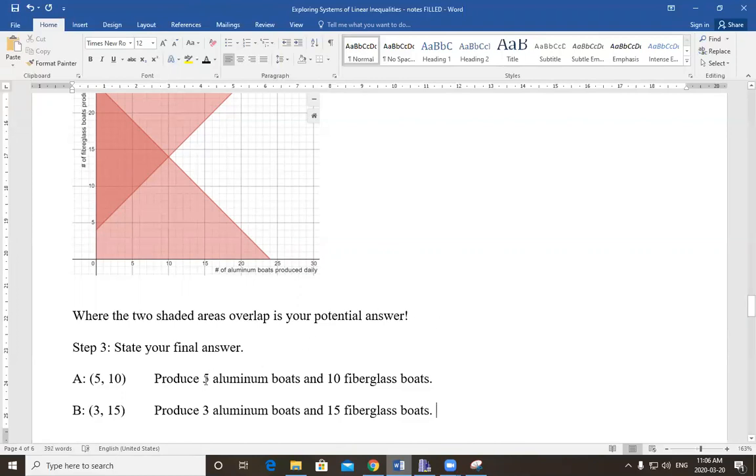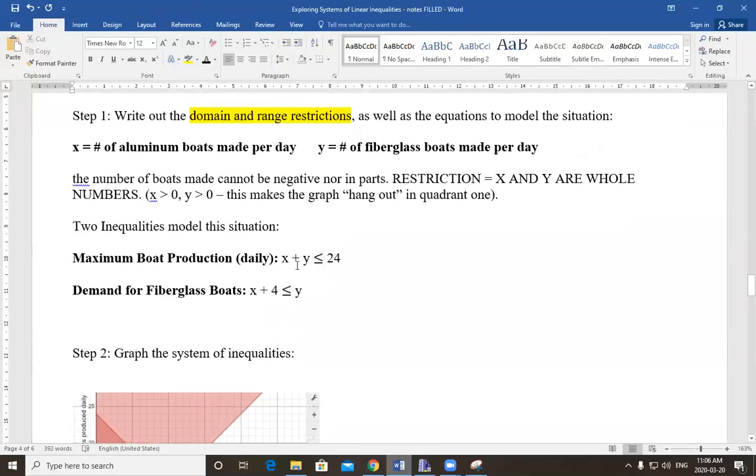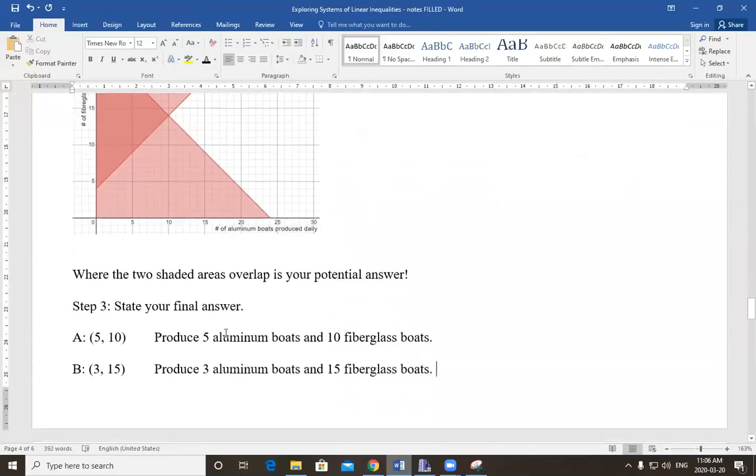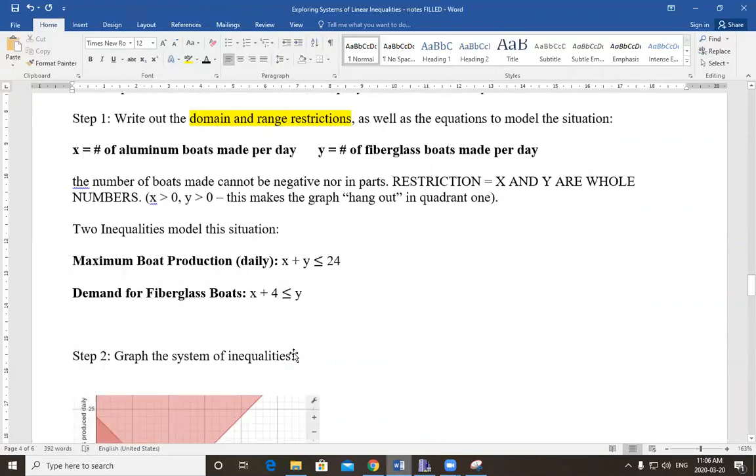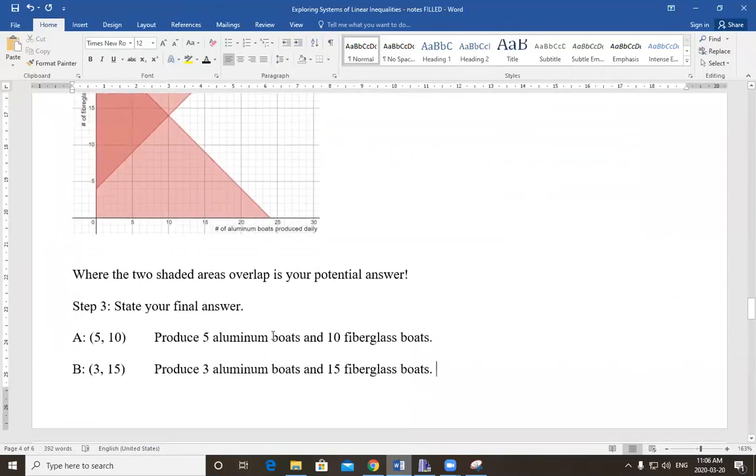So here you can see that X is bigger than 0, Y is bigger than 0. 10 plus 5 is 15. 15 is less than 24, which was our constraint. And 10 is bigger than X plus 4. So 5 plus 4 is 9. 10 is bigger than 9. So that satisfies the demand.